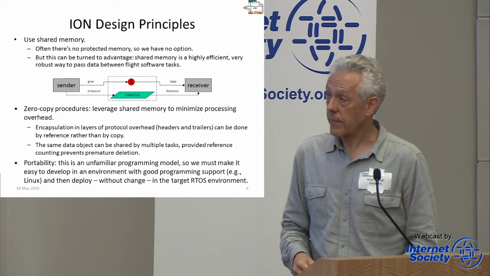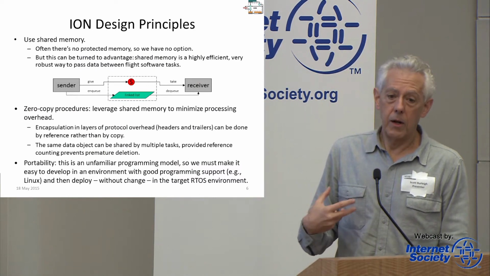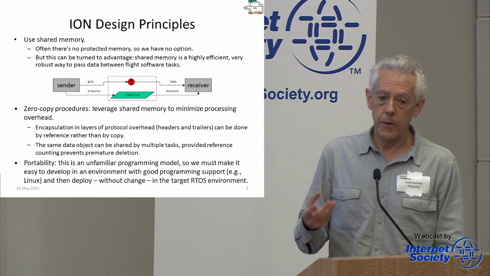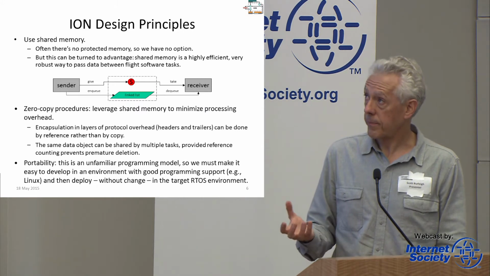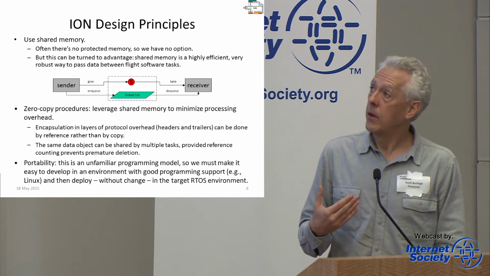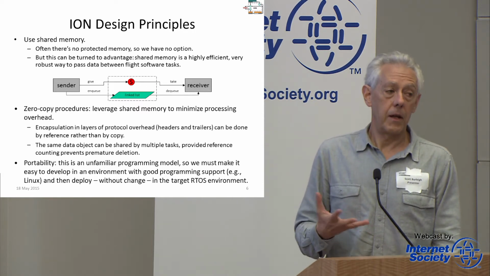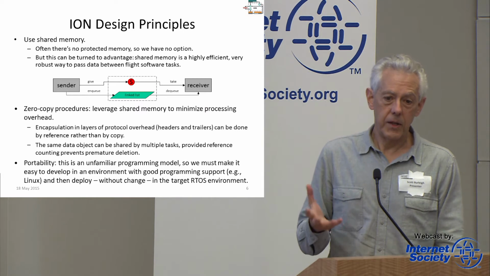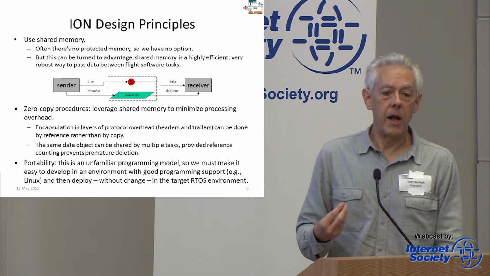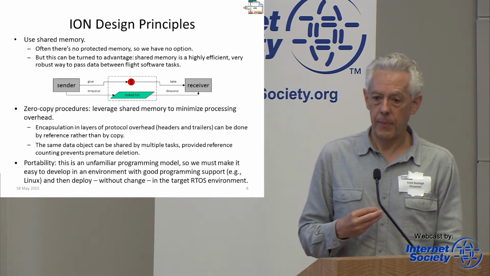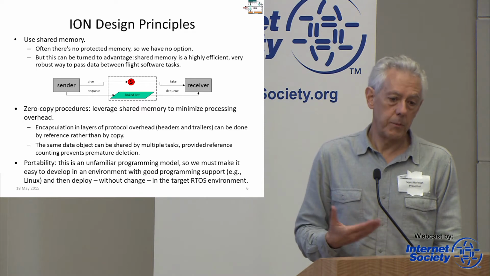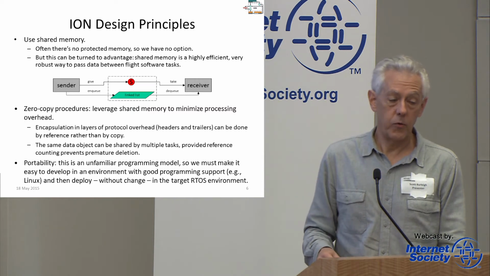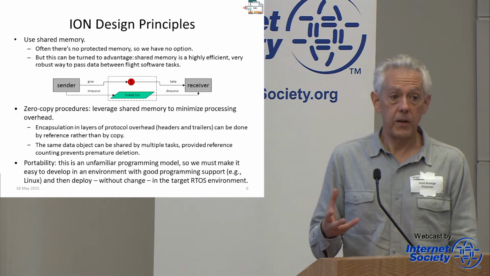Next slide. The design principles of ION grow out of the constraints that I talked about earlier, and there are three that are most notable, I think. One is shared memory. You often don't have protected memory. Well, that can be a danger, but it can also be a strength, because shared memory is a very, very fast way of moving data around. So, killing two birds with one stone, in ION we try to leverage the use of shared memory to improve performance, and we have to deal with it anyway, so we have to design carefully in order to avoid problems that can come out of careless use of shared memory.